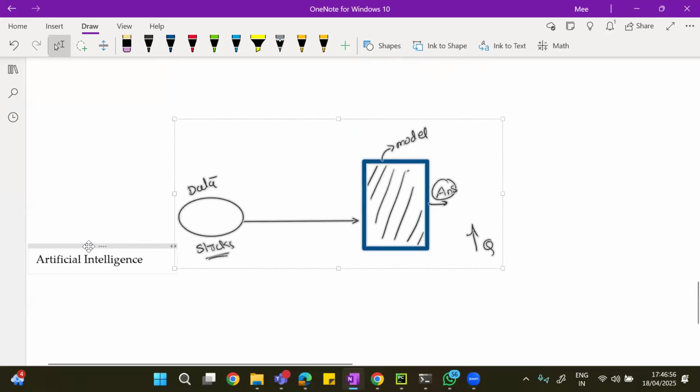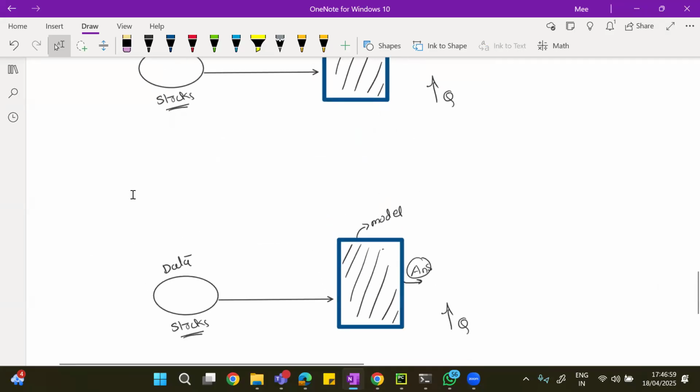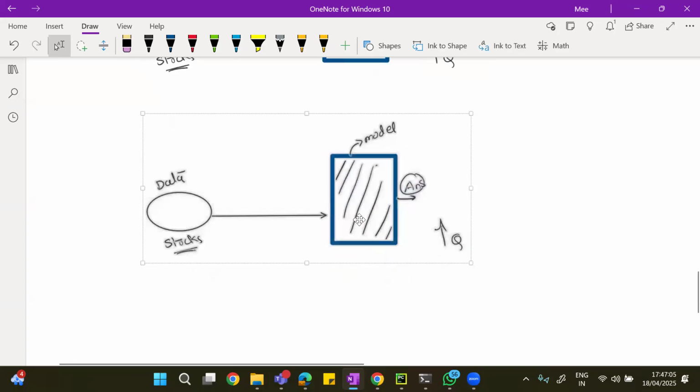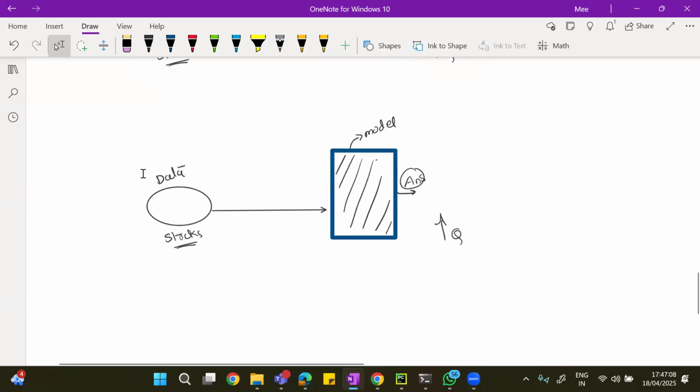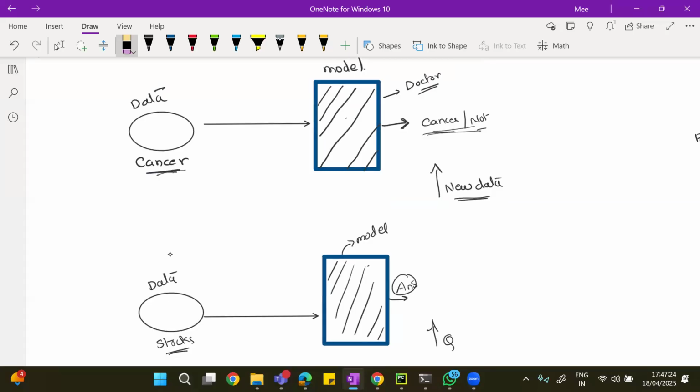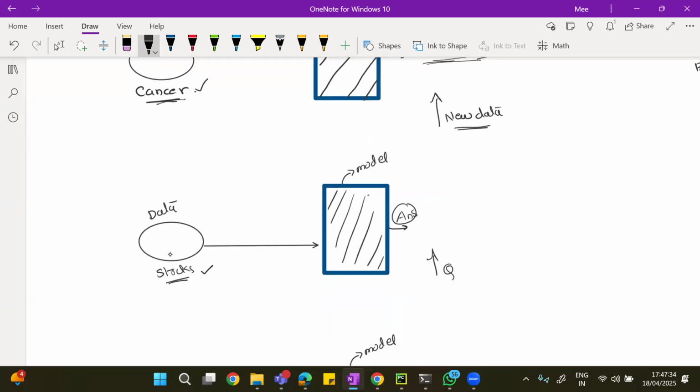Okay, that's good. I will do this. Here. This is my model, right? Now, let's take this data. Okay. Now, I'm removing this data over here. Now, previously, what I was doing, I was giving a particular data over here. Okay, particular data. It is a cancer data, and in this case, stocks data. This model is becoming expert with the cancer data, and this model is becoming expert with the stocks.